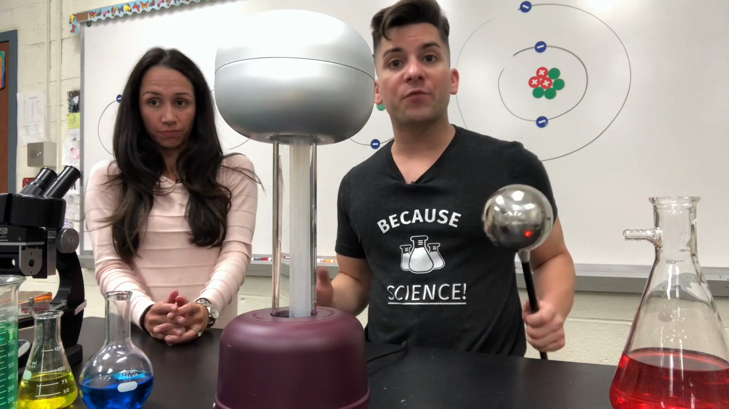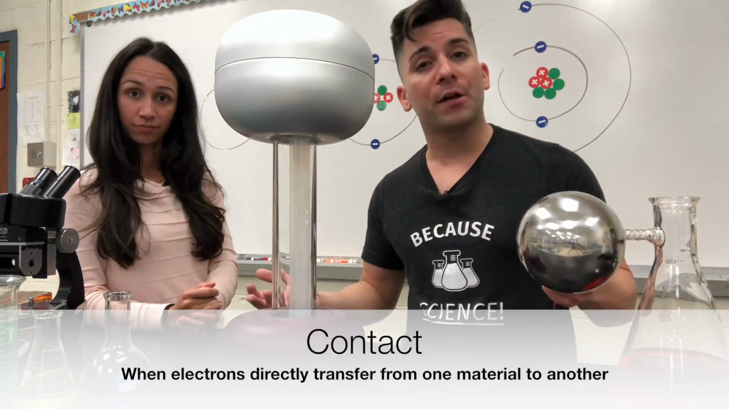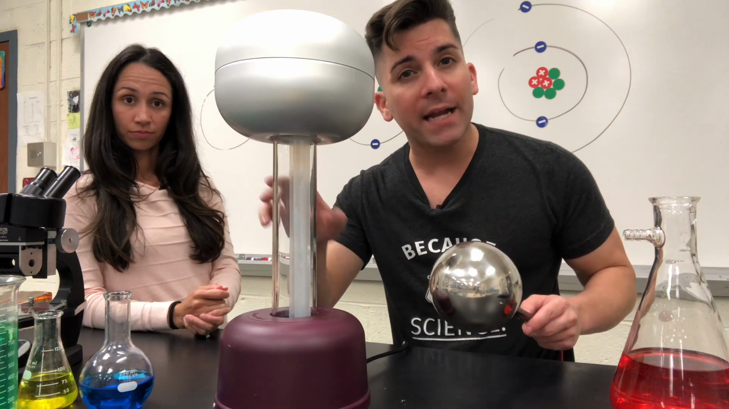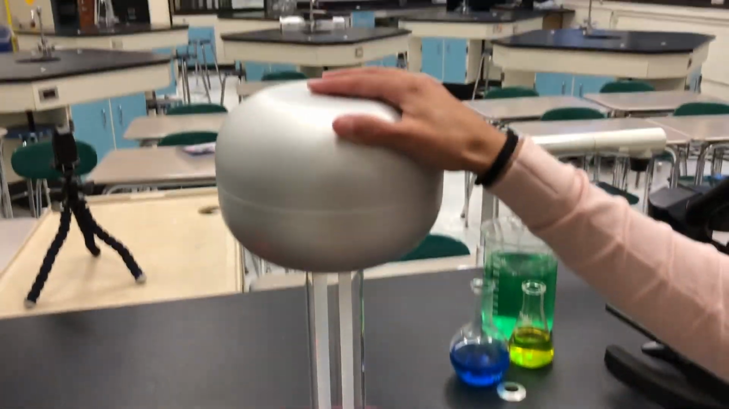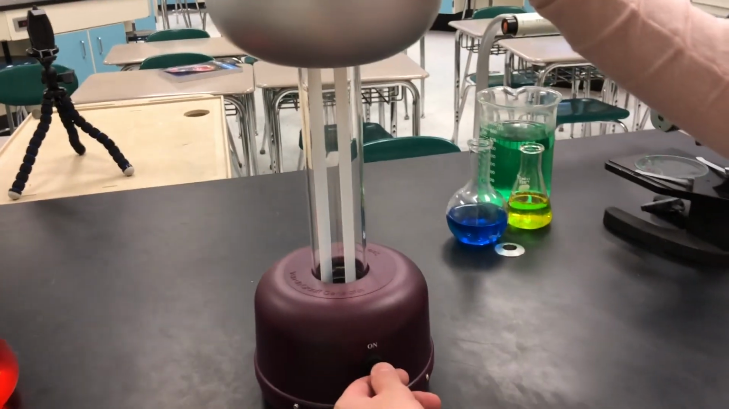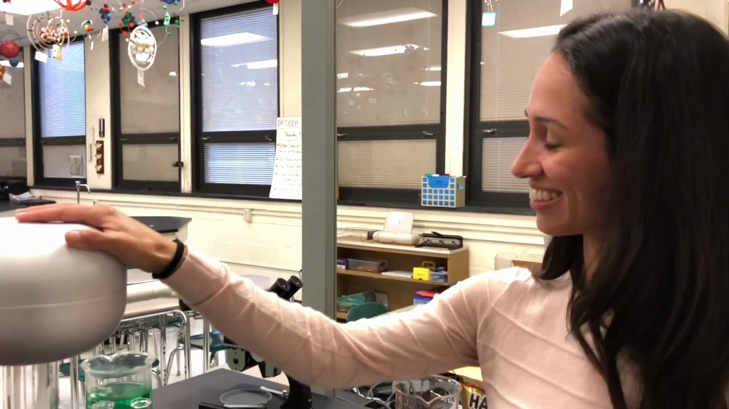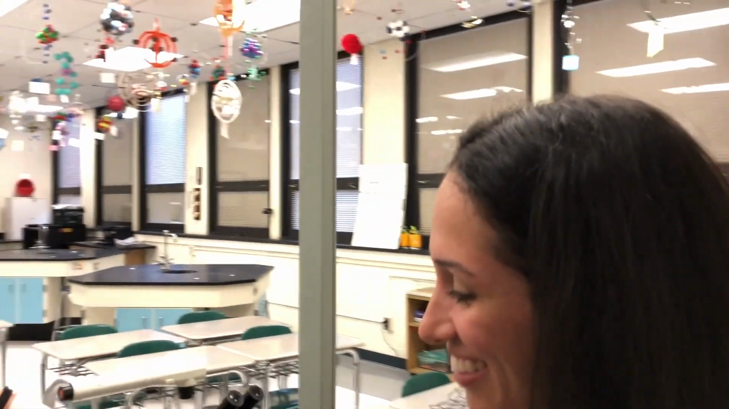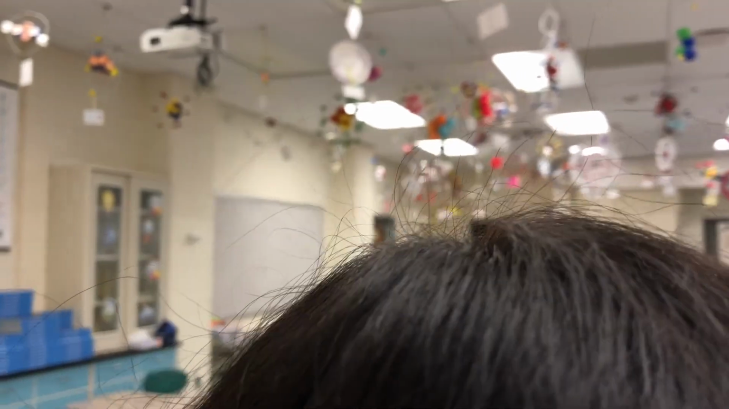Electrons can also be transferred by contact. This machine is called a Van de Graaff generator. There's a rubber belt inside here which rubs electrons onto this metal sphere. If someone, aka Mrs. Russomano, puts their hands on here when turned on, electrons can travel directly onto their body. Billions of electrons are traveling through Mrs. Russomano's arms and even reaching the tips of her hair. Not mine. Look at all her hair sticking up and apart. They're all negatively charged, so they repel each other.